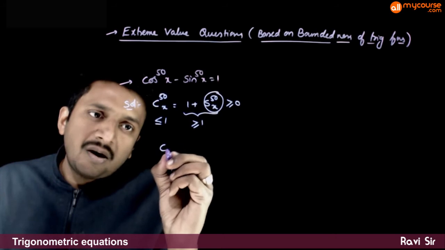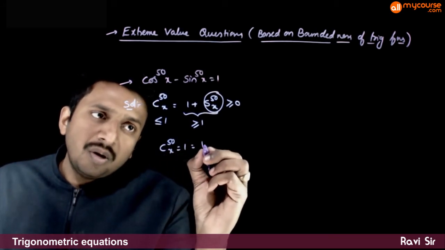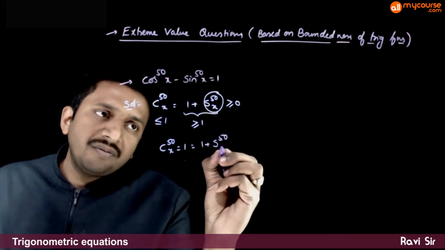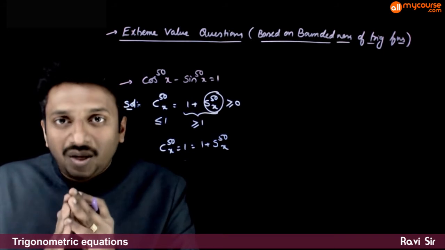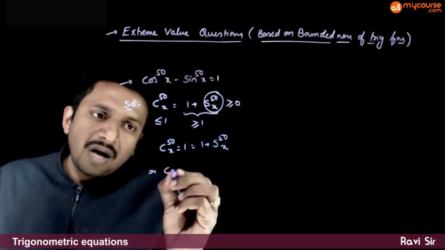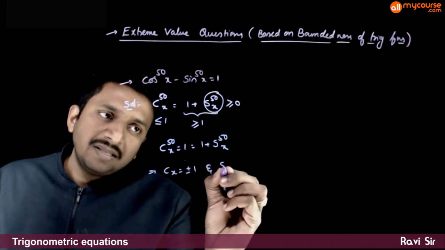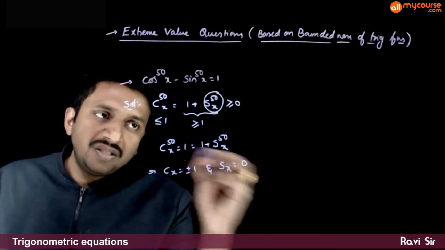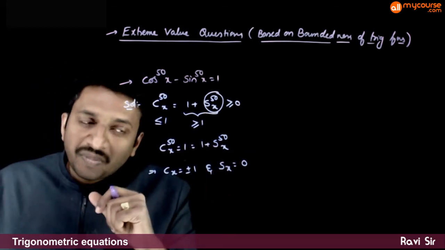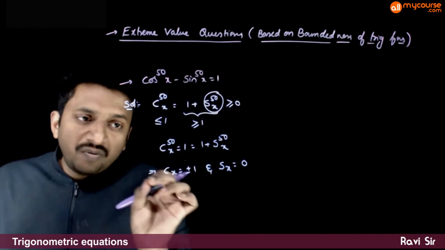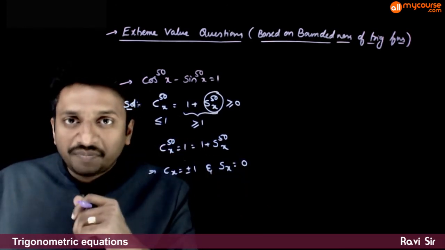That is, cos power 50x is equal to 1, and this is also equal to 1 plus sin power 50x. If both sides are equal to 1, then there is a chance that these two are equal. That means cos x is equal to plus or minus 1 and sin x should be equal to 0, right? Because 1 is equal to 1, sin x has to be equal to 0. So for this equation to be valid, cos x has to be plus or minus 1 and sin x has to be equal to 0.